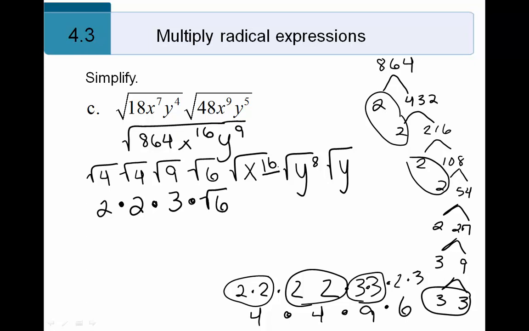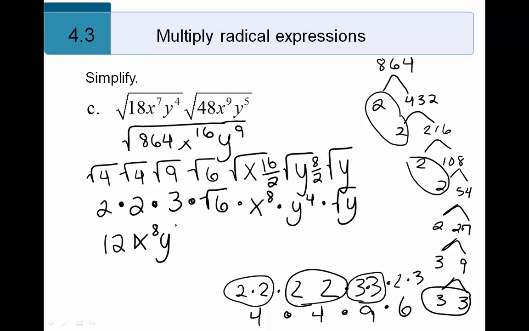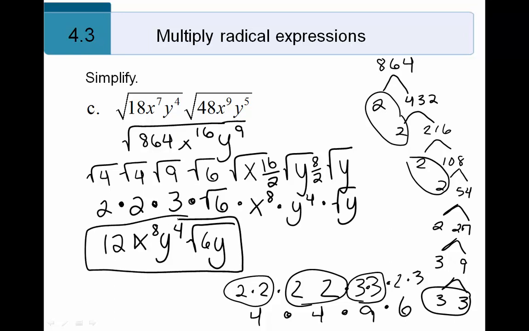The square root of x to the 16th. 16 divided by 2, remember, is 8. Take the square root sign off. The square root of y to the 8th is y to the 4th. And you'll drop down your radical y. So be careful when you're pulling things forward. It looks like we have 2 times 2 is 4, and 4 times 3 is 12. We have an x to the 8th and a y to the 4th. And then within the radical sign, we will have a 6 and a y. So 12x to the 8th, y to the 4th, times the square root of 6y.